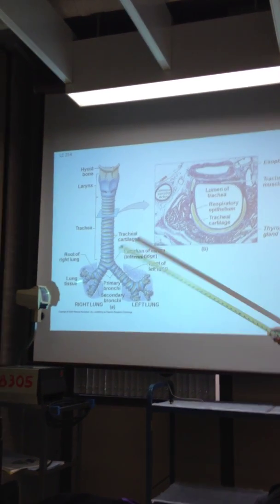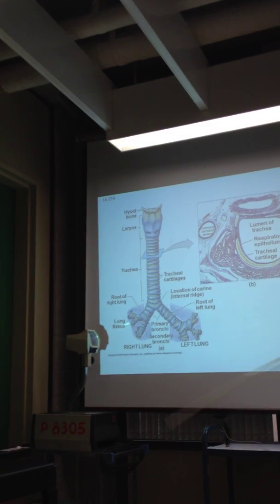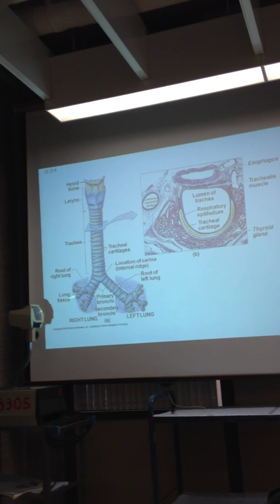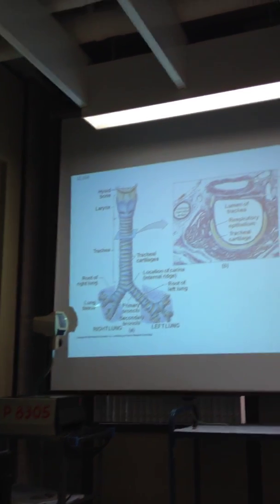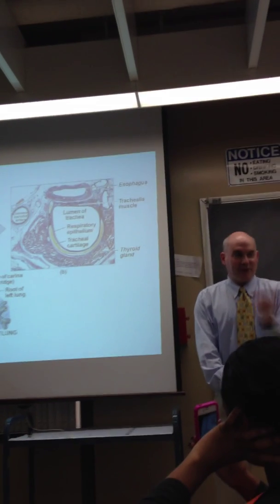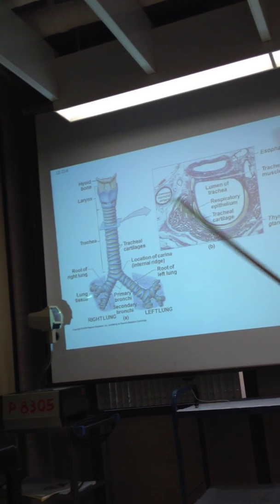Trachea, tracheal cartilage. That one was colorful. Branches are called primary bronchi. How many primary bronchi are there? Two. Left, right. Primary. Correct. Easy to see and identify on many of our things.